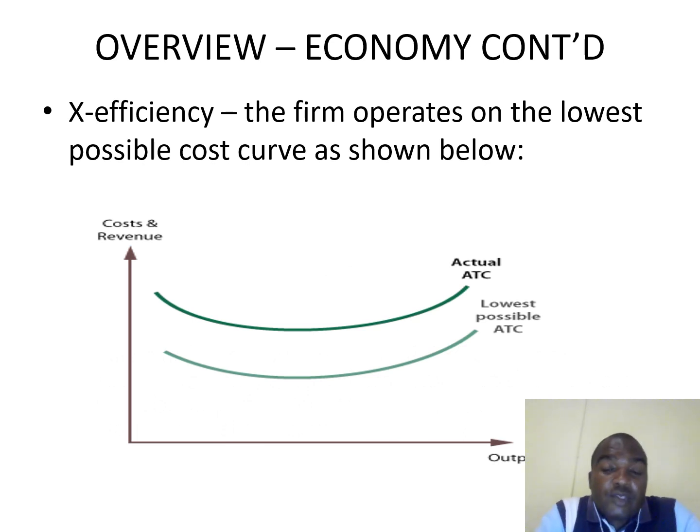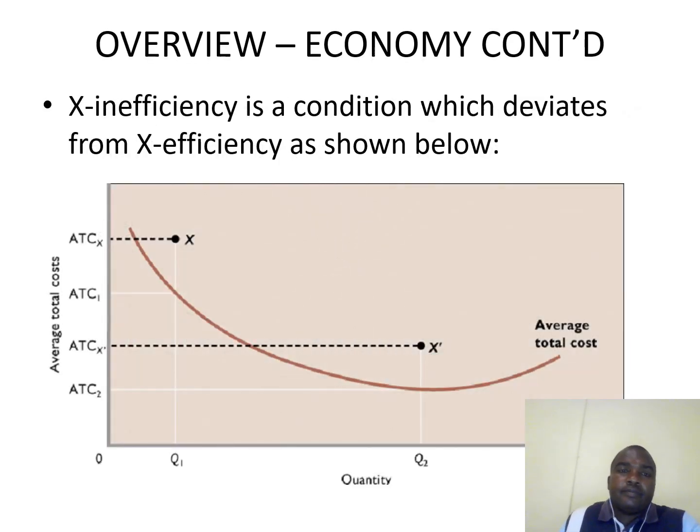X efficiency can also be illustrated diagrammatically, as we can see on slide number 35, where the lowest possible ATC is actually, by implication, the X efficient cost curve, or the cost curve which contains points of X efficiency. By implication, the actual ATC is actually inefficient. It's X inefficient throughout all of its points.